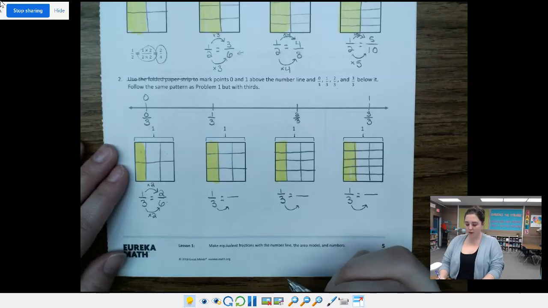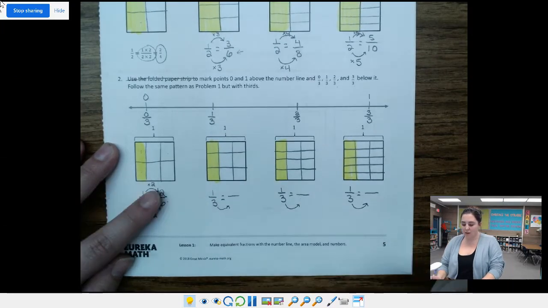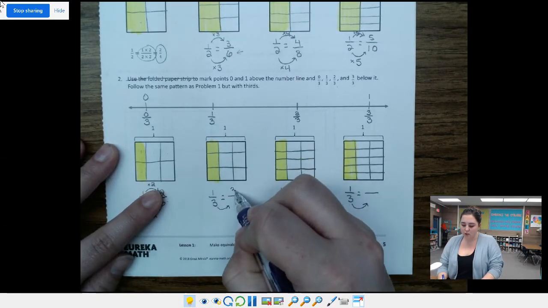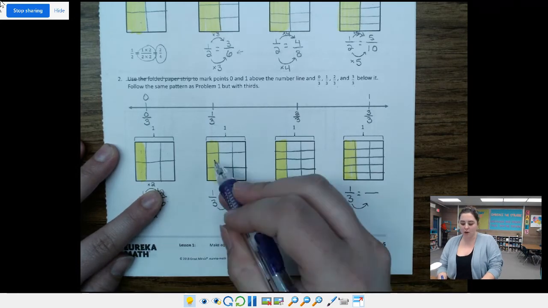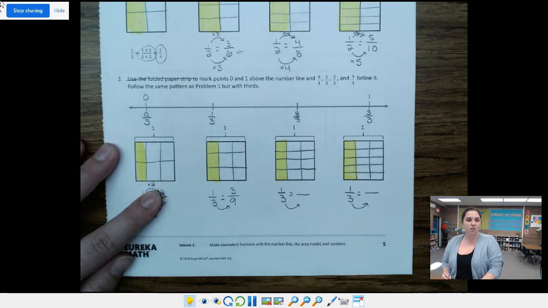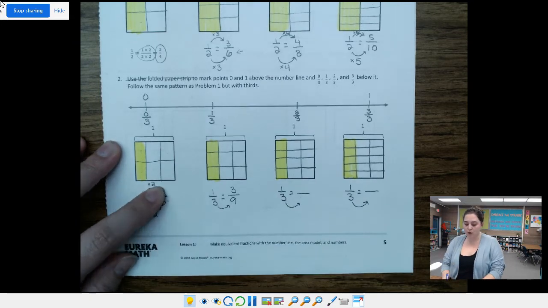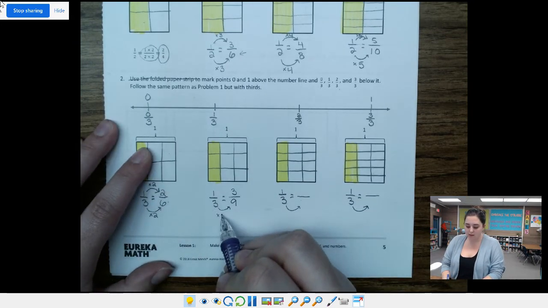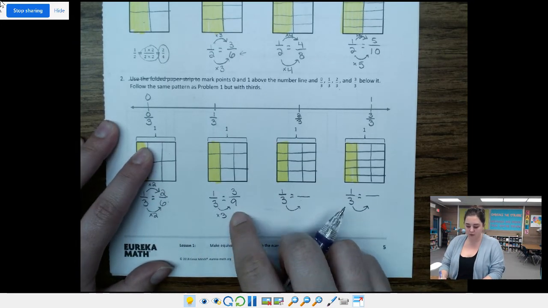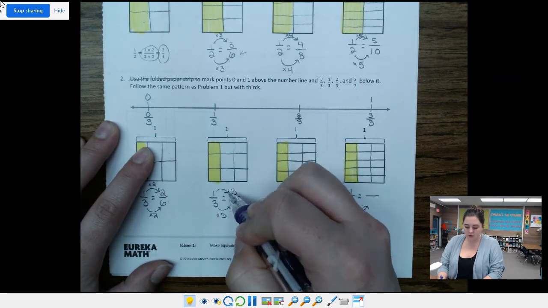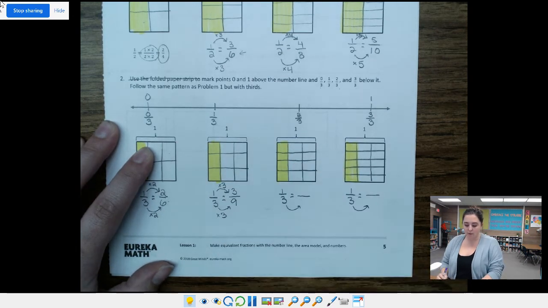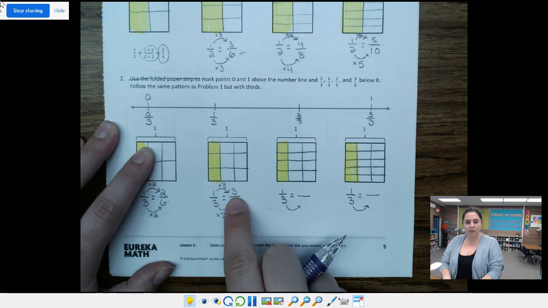Okay, let's check our work. So on this second box, you have 3 shaded, and there are 9 boxes total. And you could check this work because 3 times 3 would be 9. And if you do times 3 on the bottom, it has to be times 3 on top. So 1 times 3 is 3.